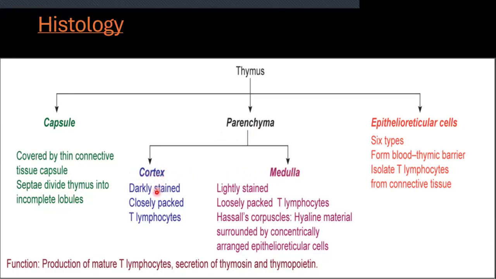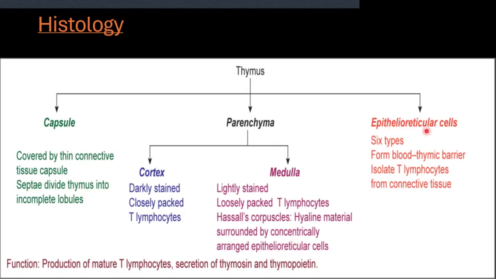Now the cortex is darkly stained because it contains closely packed small T lymphocytes, or the T cells. So the T cells are small and closely packed within the cortex, as opposed to the medulla, where it is lightly stained because the T cells are larger in size and they are loosely packed. Now, the distinctive feature of the medulla is the presence of these thymic corpuscles, or the Hassall's corpuscles, and these are simply hyaline material which are surrounded concentrically by type 6 epithelial reticular cells.